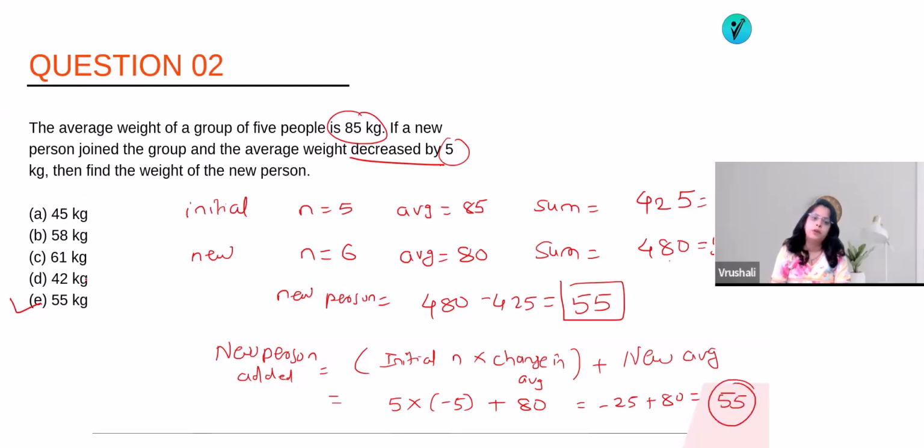So your answer will be option number E, that is 55. You can solve by any of the methods. That's it, easier. Now let's jump on to the next question.